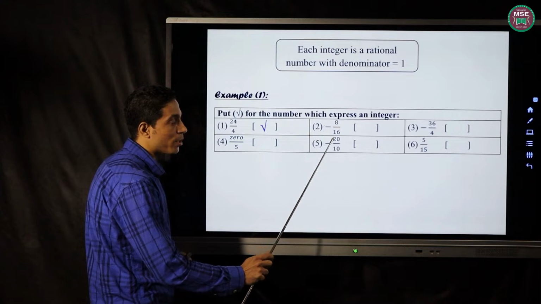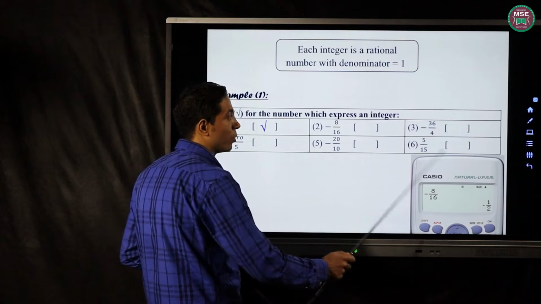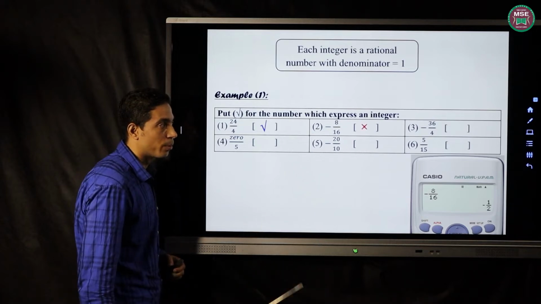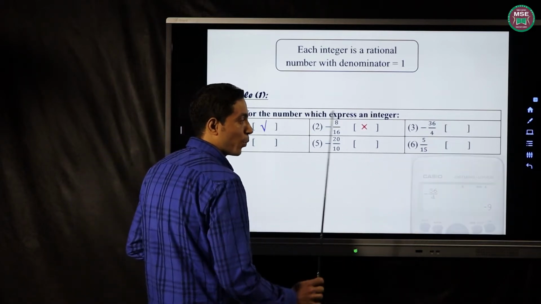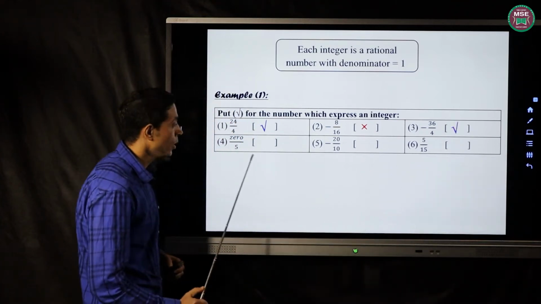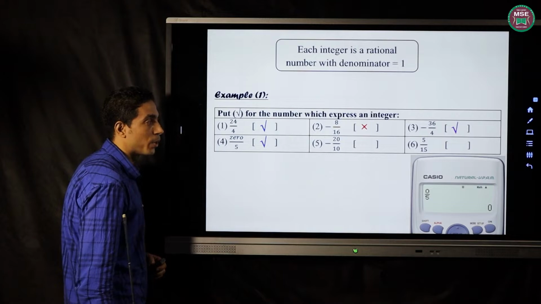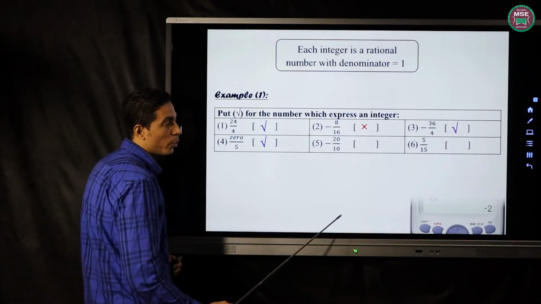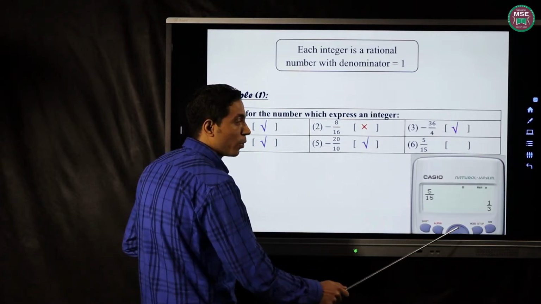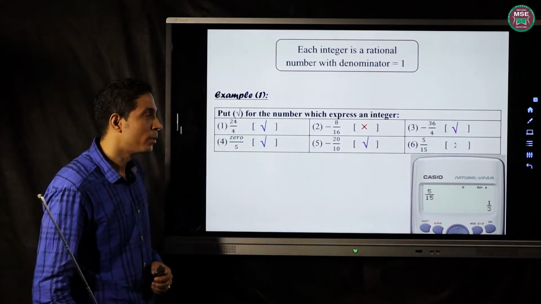Negative 8 over 16. We type negative 8 over 16 in the calculator and it will equal negative half. And we know that negative half is a fraction and integers don't have fractions. Then it's not an integer number. Negative 36 over 4 equals negative 9, and negative 9 is an integer number. 0 over 5 of course equals 0, then 0 is an integer number. Negative 20 over 10 equals negative 2, and negative 2 is an integer number. 5 over 15 equals 1 over 3, and 1 over 3 is not an integer number because it's a fraction.